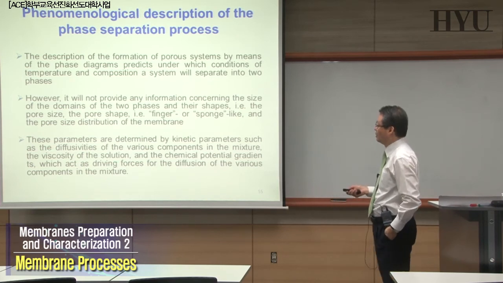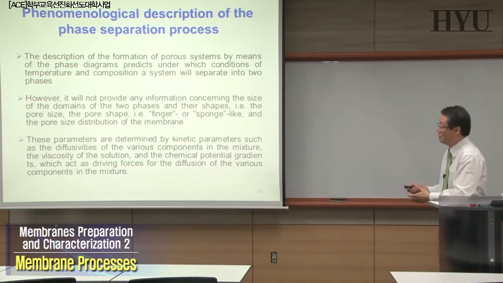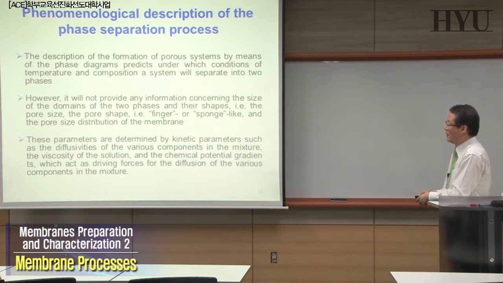Diffusivity of the various components is a kinetic parameter, and the kinetic parameters will determine the finger-like or sponge-like structures, as will the viscosity of the solutions, the molecular weight of the polymer, and the polymer content. Okay? These are very important for your finger-like or sponge-like structures, as are the driving forces, or the chemical potentials. Those are the determining factors for the morphology of your final membrane.